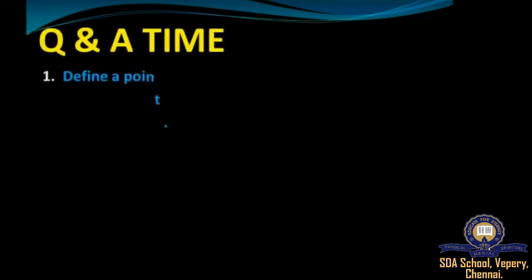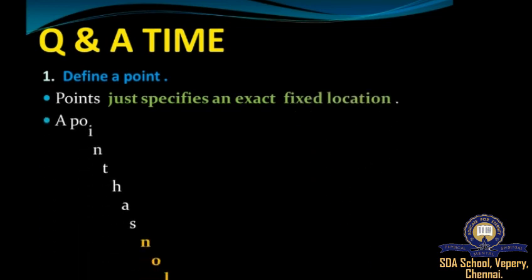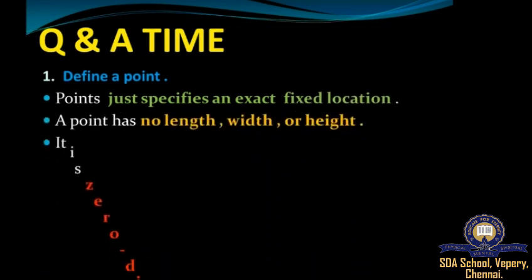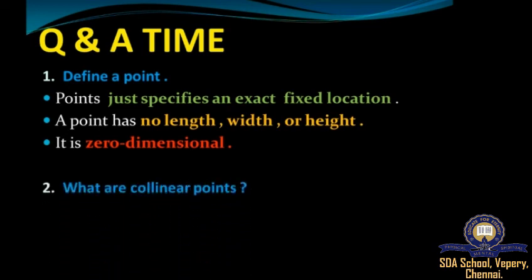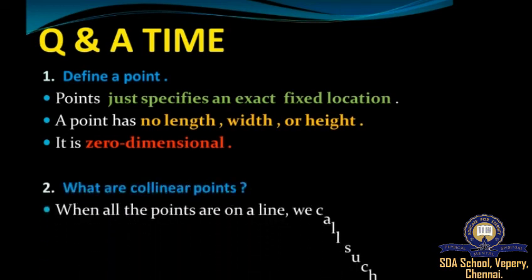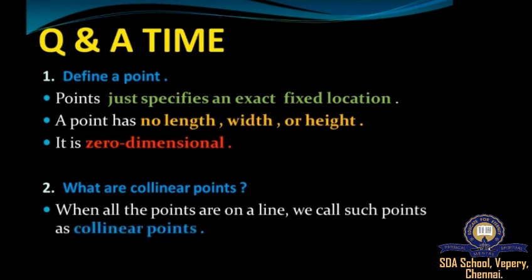Now it's time for question and answer. The first one is, define a point. A point just specifies an exact fixed location, and a point has no length, width or height. Generally points are zero dimensional. Yes, very good. The second one is, what are collinear points? When all the points lie on a same line, we call such points collinear points. Excellent, students.